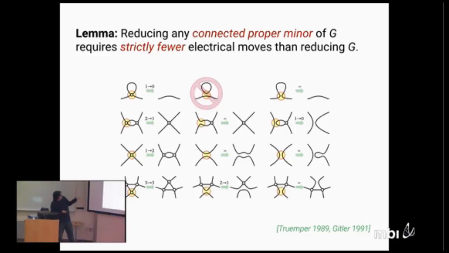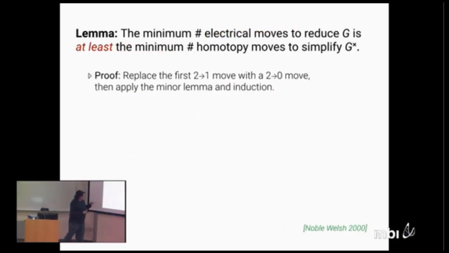All right, so why do I care about these minors? Because this allows me to prove this formal connection that says the minimum number of electrical moves I need to reduce a graph is at least the minimum number of homotopy moves that I need to reduce its medial graph. And the proof is really simple. Whenever you run into a 2-to-1 move, replace it with a 2-to-0 move and recurse on the resulting minor.